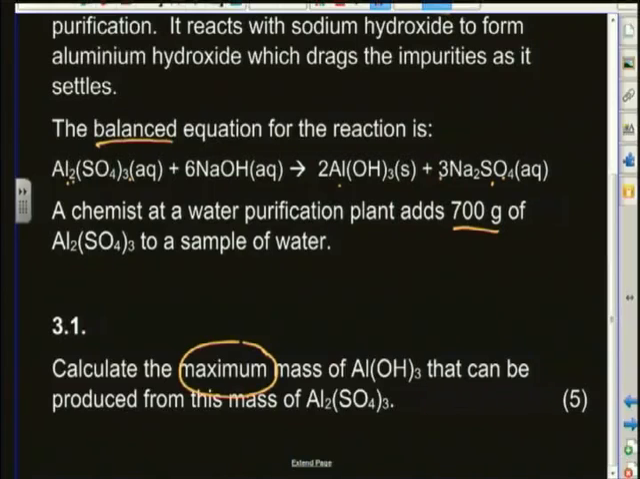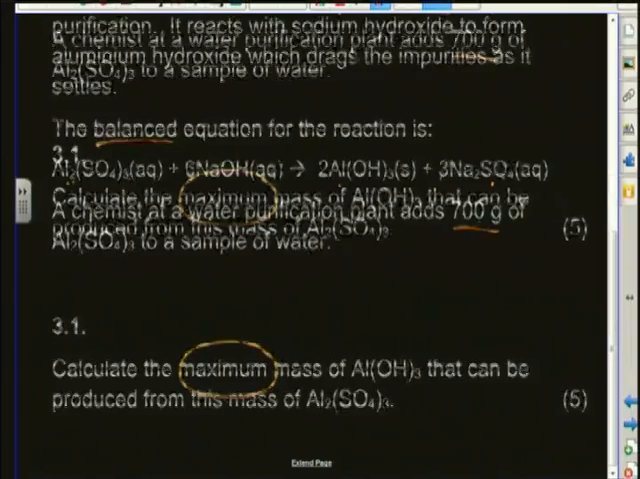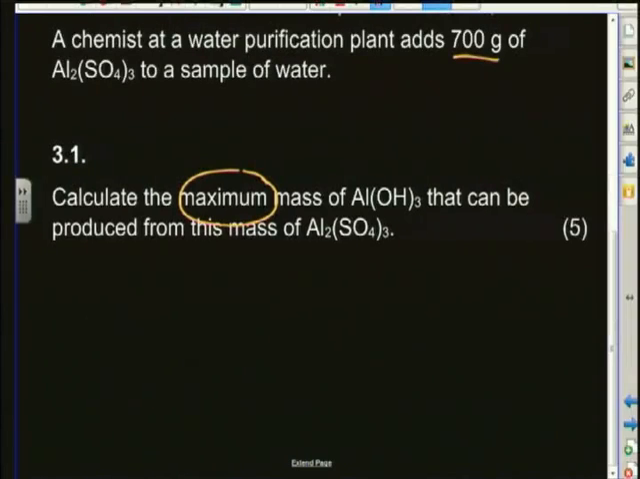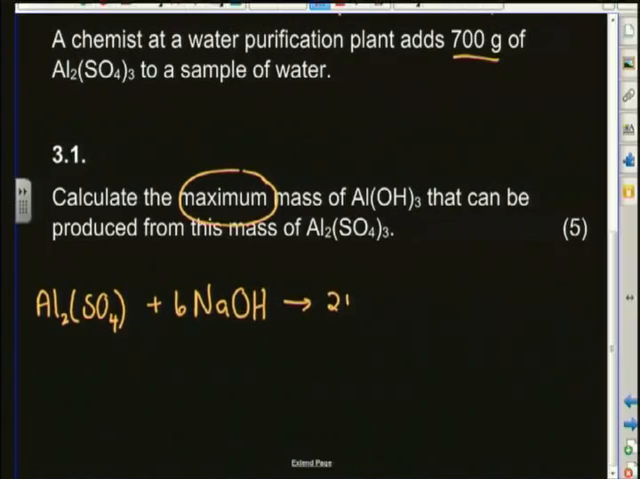So, they say calculate the maximum mass of the aluminium hydroxide that can be produced. First of all, let's just rewrite the balanced equation, which was given to us. It's quite complicated, but it's going to make life a little bit easier. So we have the aluminium sulfate. I'm not going to worry about the phases at this point because we're not dealing with gases, so I know I'm not going to have to do anything with volume. Yay, we like that. Sodium hydroxide, which then goes to the aluminium hydroxide and the sodium sulfate.